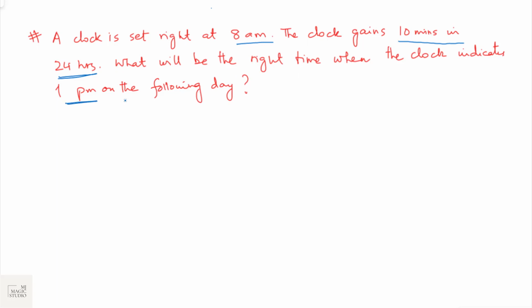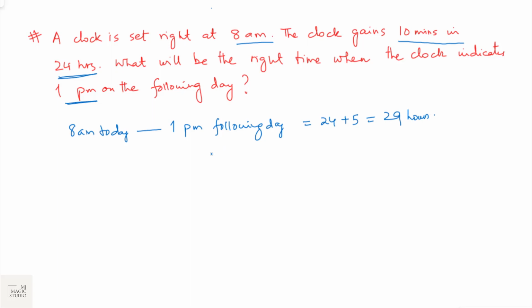Now, the time from 8 am on a particular day, that is today, to 1 p.m. on the following day, that is tomorrow, is basically how many hours? 8 am to 8 am is 24 and then 5, that is 29 hours.